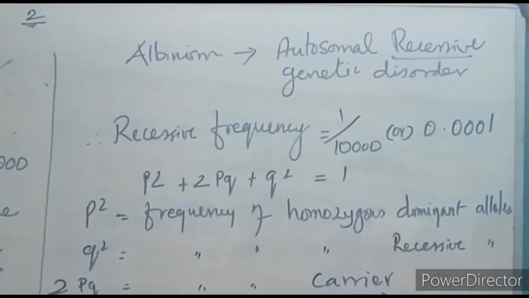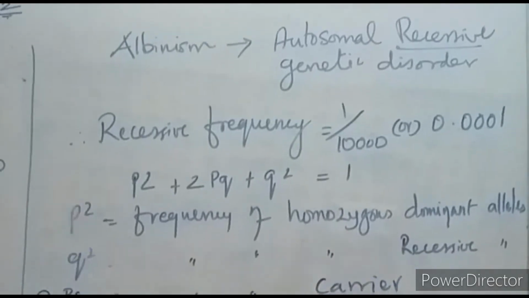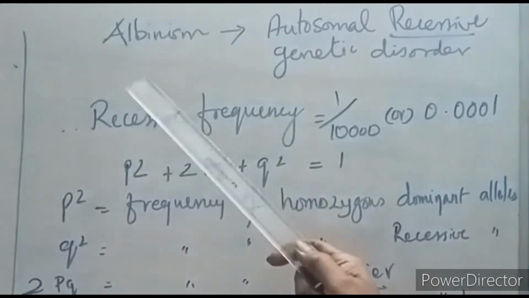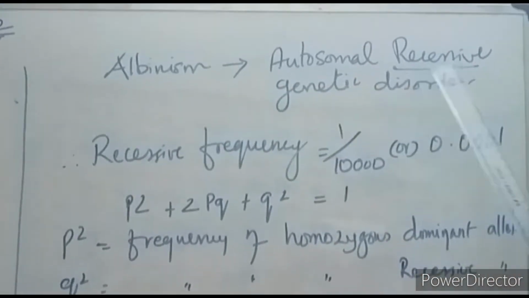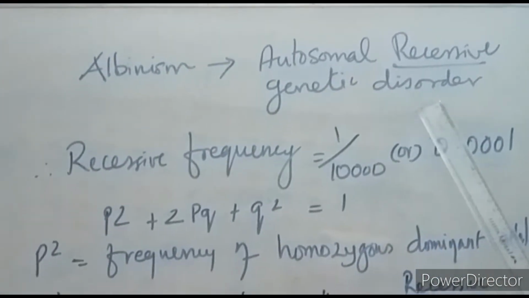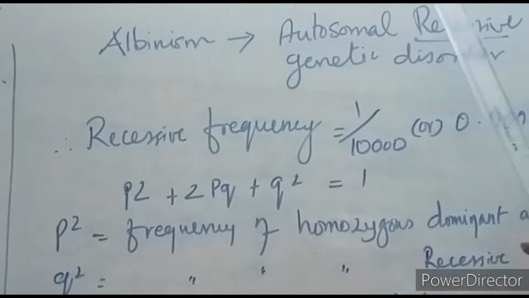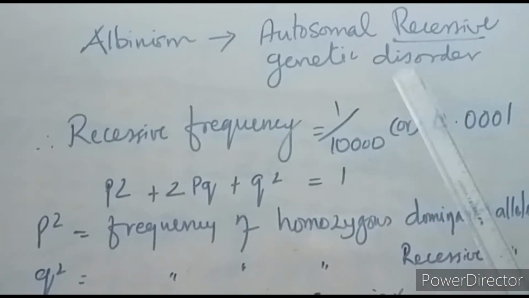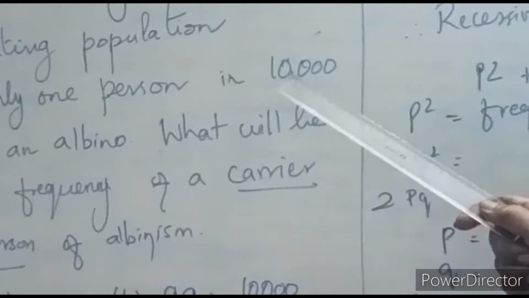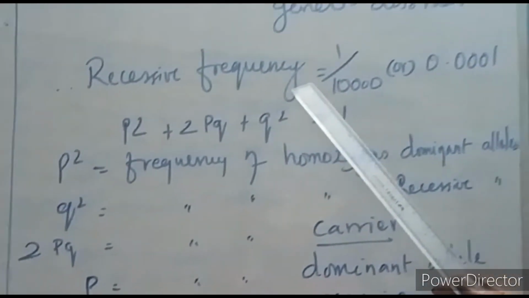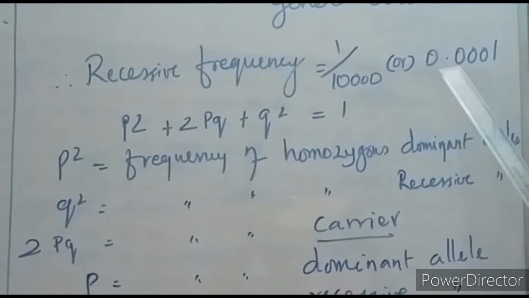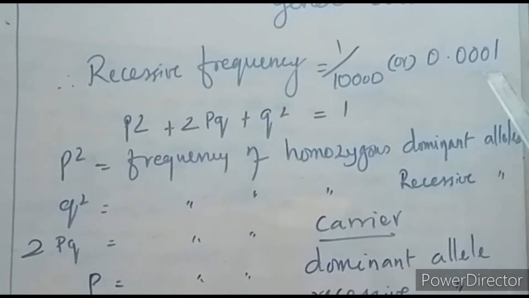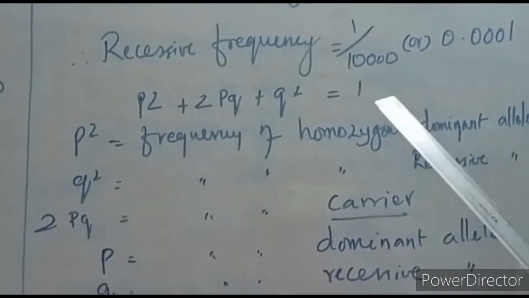Now let us work out the problem. In the problem, a disease is given, albinism, that you should know. Albinism is an autosomal recessive genetic disorder. So here only one person in 10,000 is an albino. That means recessive frequency is equal to 1 by 10,000 or 0.0001.